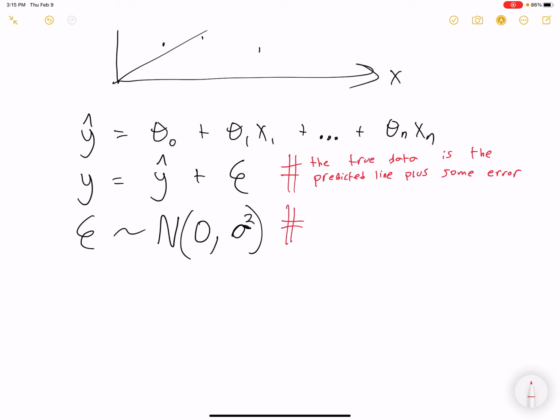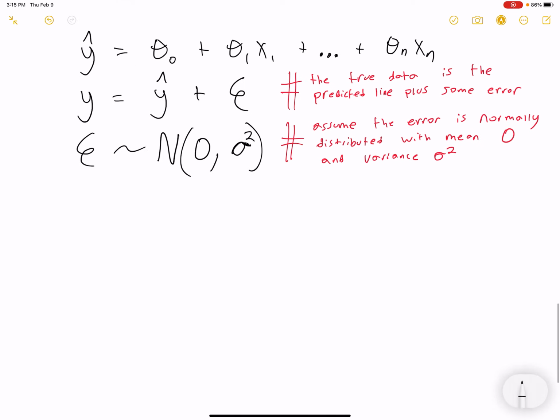So, writing this in English, assume the error is normally distributed with mean 0 and variance sigma squared. Variance is just the square of the standard deviation. Don't worry about that for this class, but if you took statistics, you would already know that.